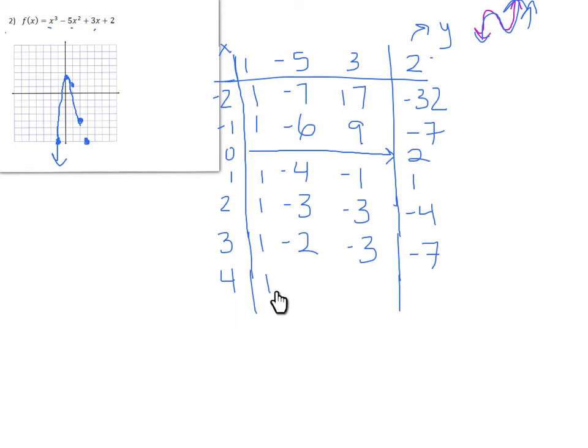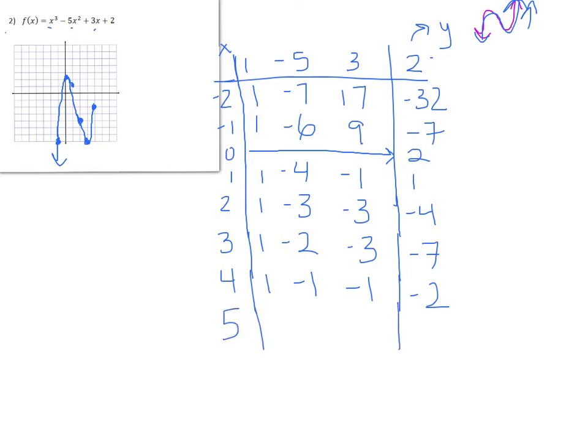1 times 4 is 4, plus negative 5 is negative 1. Negative 1 times 4 is negative 4, plus 3 is negative 1. Negative 1 times 4 is negative 4, plus 2 is negative 2. So now we have the point 4, negative 2. And now this looks good because this definitely is popping back up. We just need to make sure that we cross the x-axis as well.